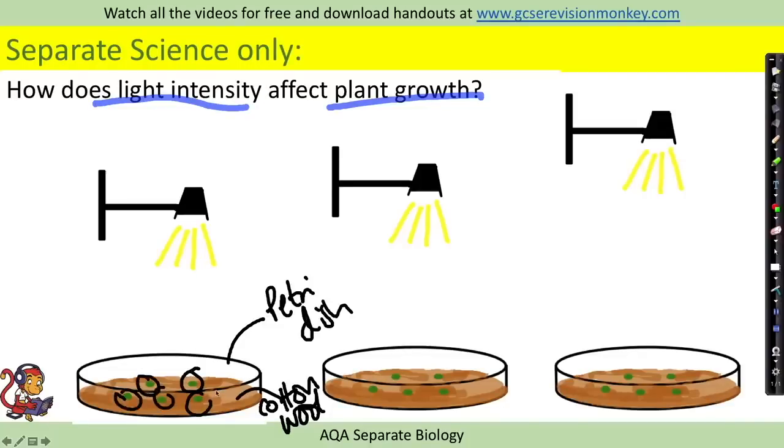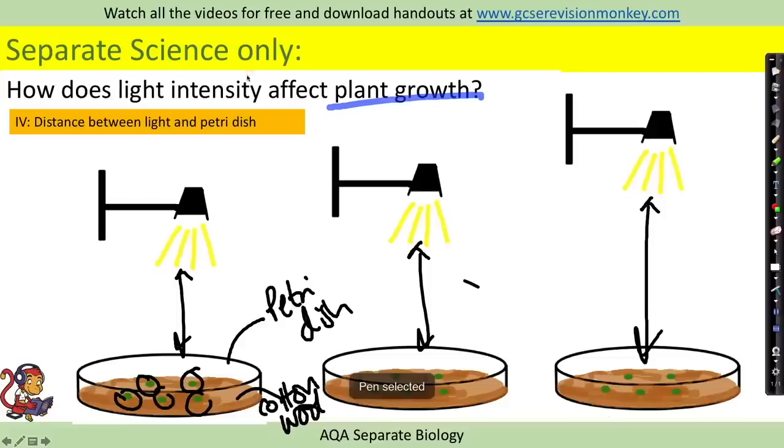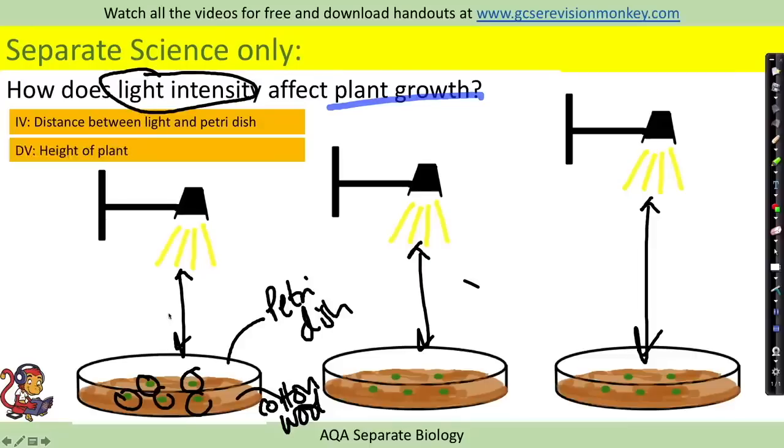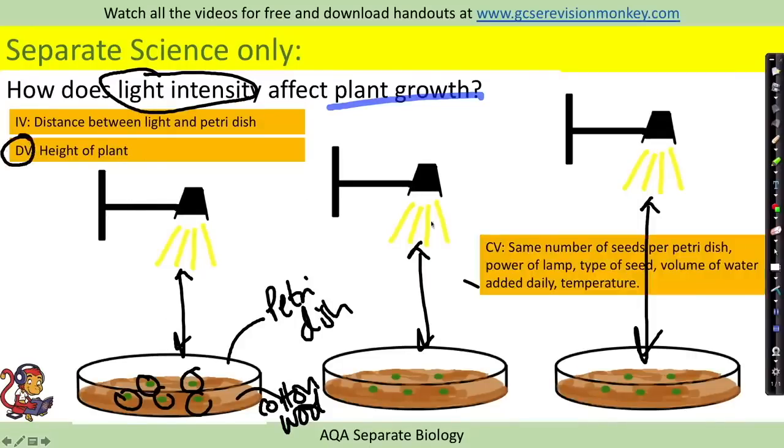So I've put 5 seeds on the dish, and if we're looking at light intensity, we could change the distance between the lamp and the petri dish, for example. So our independent variable would be the distance between the light and the petri dish, and this would therefore change the light intensity reaching the plant. Our dependent variable would be the height of the plant, and control variables would include the same number of seeds per petri dish, the power of the lamp, the type of seed that we're using, the volume of water that we add daily, and the temperature.